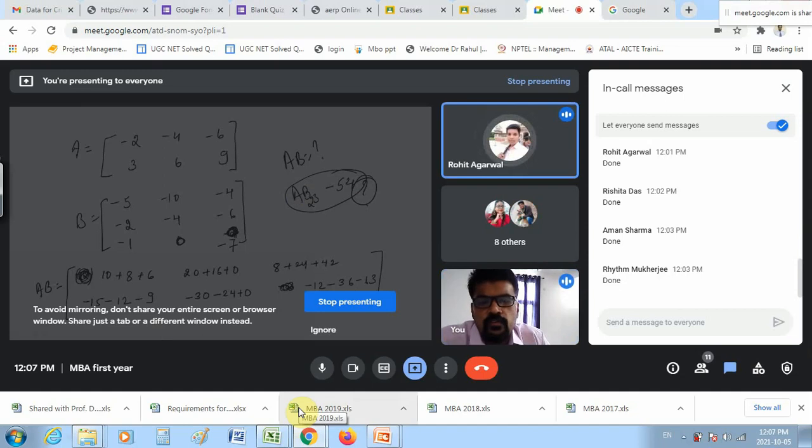You just have to do the plus minus and you will get the answer. So 823 is, yeah, it is not -54. So whosoever was getting -54, please recheck. You must have done some calculation mistake.